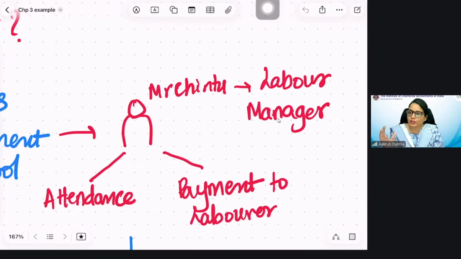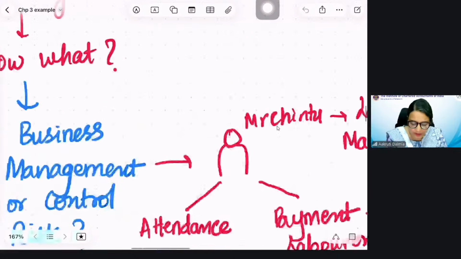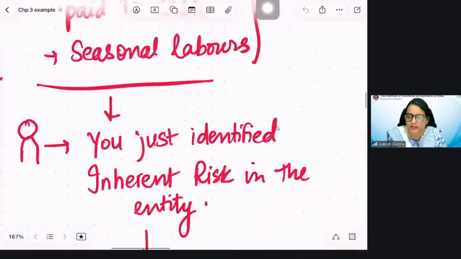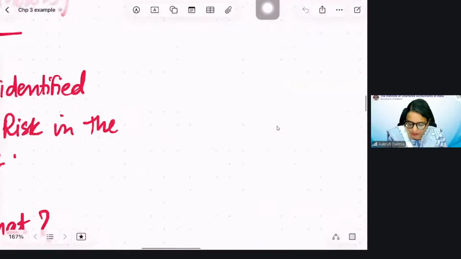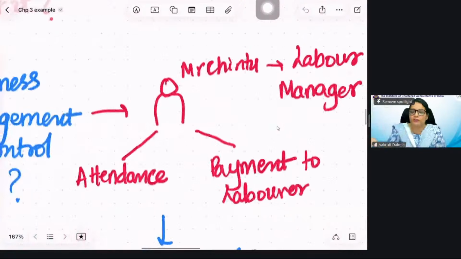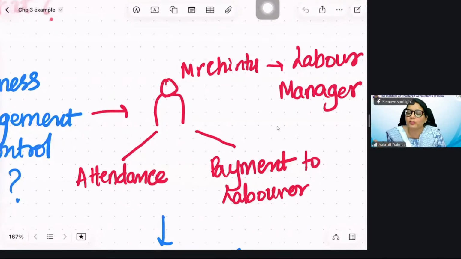So see now what happens: if Chintuji is responsible to do everything, he can put fake attendance. See, seasonal labor. What is the inherent limitation? It has seasonal labor, which means there might be a Mr. Das who might be there for only 5 days, but Mr. Chintu has put his attendance for 9 days and collected cash and put it in his own pocket. Right or wrong? Okay, this can happen.